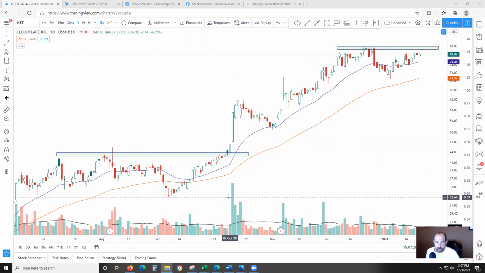You see here, the breakout volume was up, but nothing crazy. The next day, it went really, really high over here. Beautiful bar.